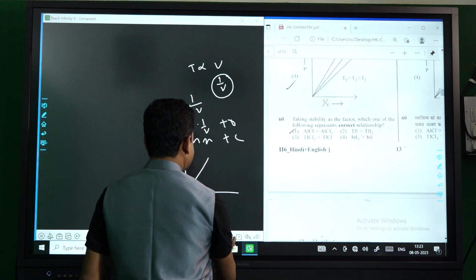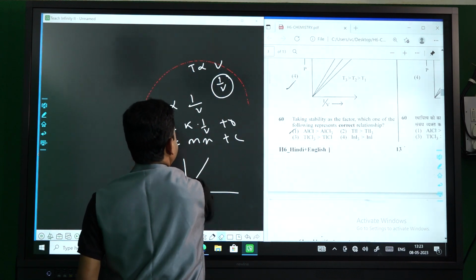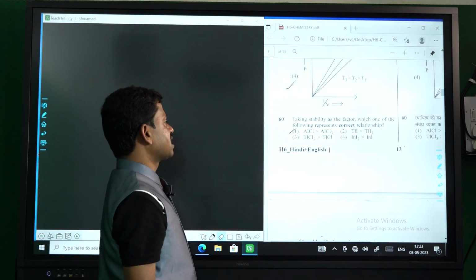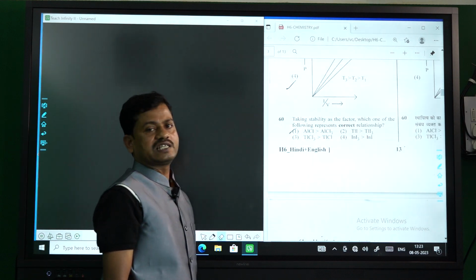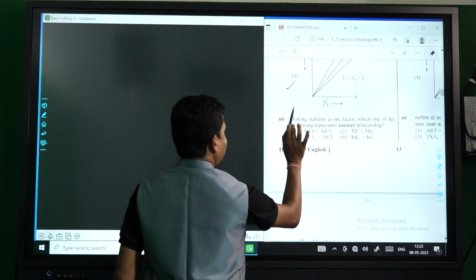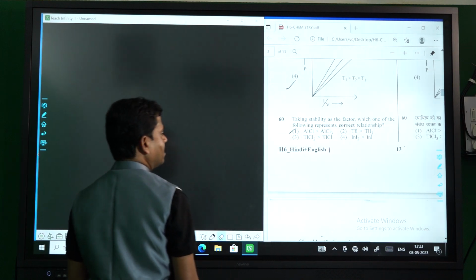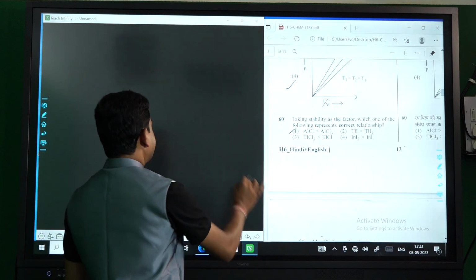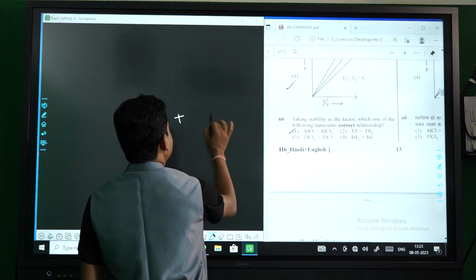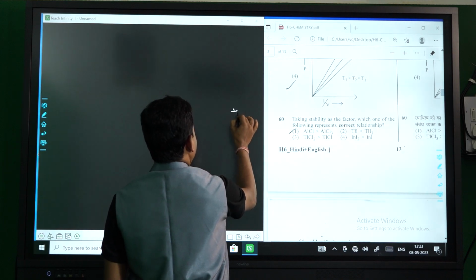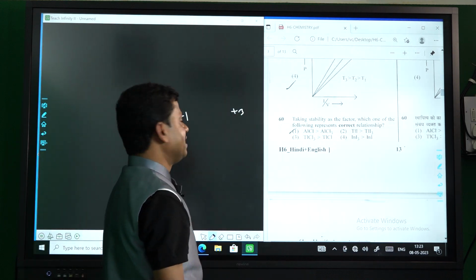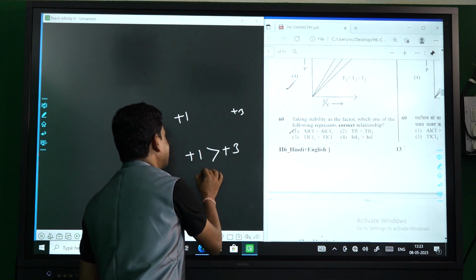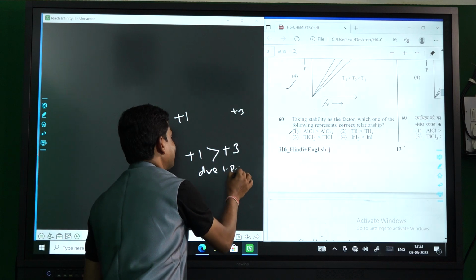Now question number 60. Taking stability as the factor, which one of the following represents the correct relationship? Very good. The central atoms aluminum, thallium and indium belong to group 13 in your p block. And the entire p block represents 2 types of oxidation states, +1 and +3. In the case of heavier elements, the +1 oxidation state is more stable than +3 due to the inert pair effect.